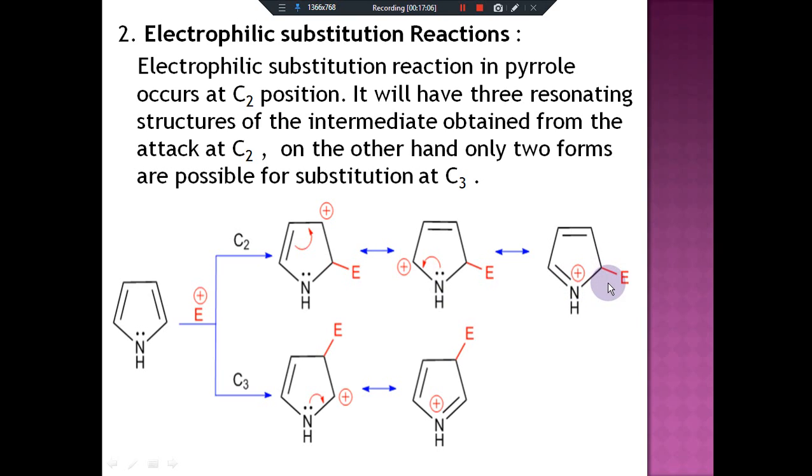Finally, the hydrogen will be eliminated, giving the final structure, so that we have 3 resonance structures when the electrophile attacks at the C2 position.